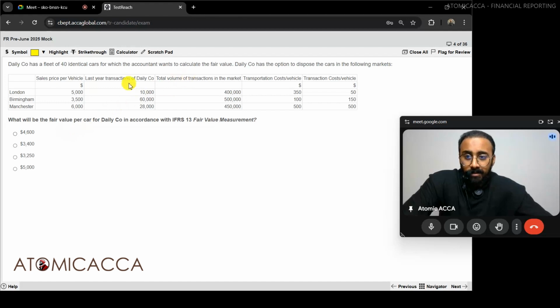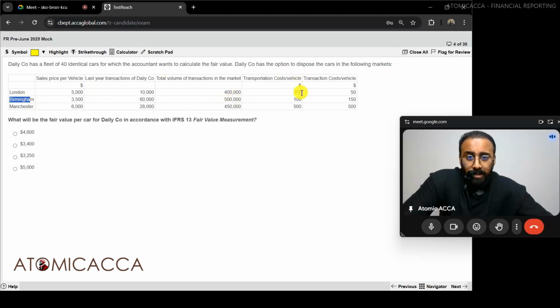So let's look at the different headings we have. Last year transactions of daily company in London and Manchester, you can see the values are only 10,000 and 28,000. Birmingham has 60,000. So this is where the highest volume of transaction is happening. Oh, this is last year transaction. Total volume of transaction in the market. This is 400, this is 450, and this is 500. So again, giving a positive point for Birmingham, showing that that is the highest activity market.